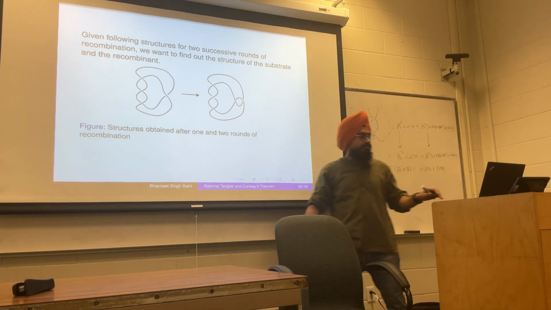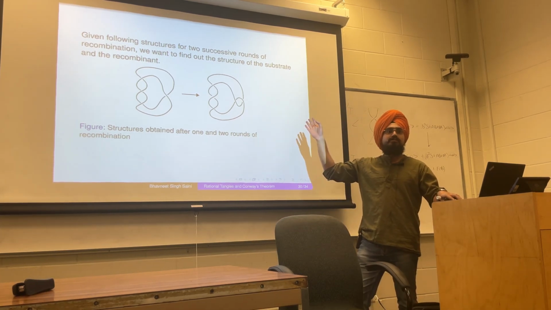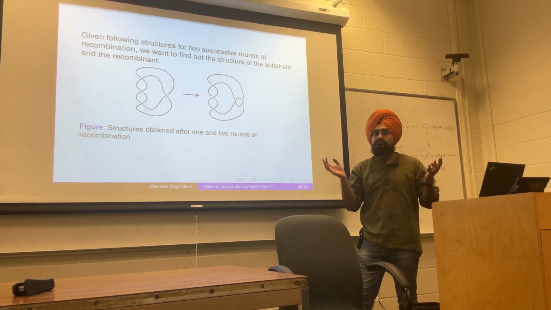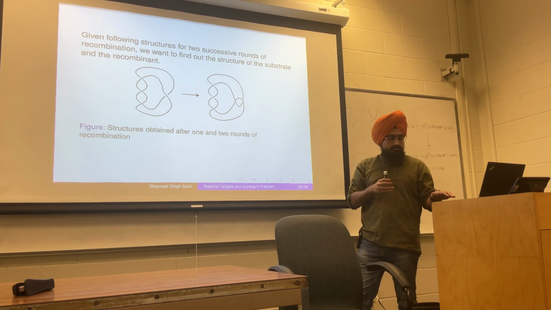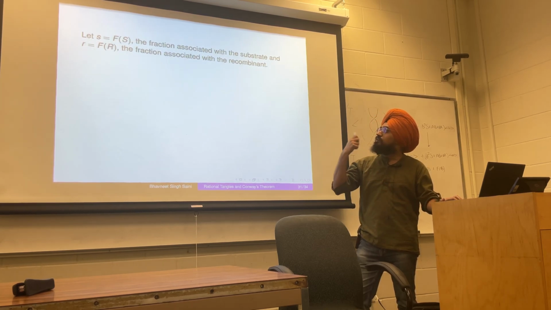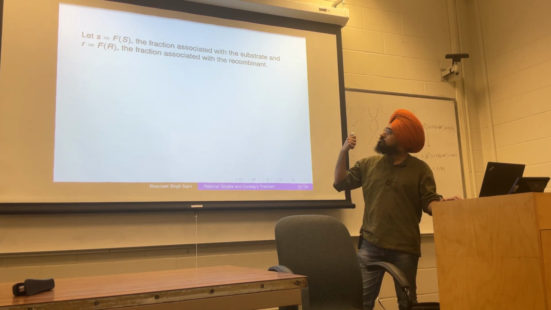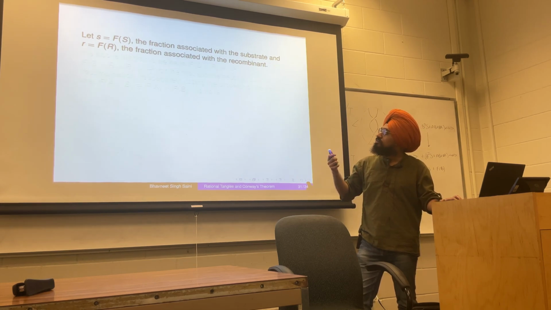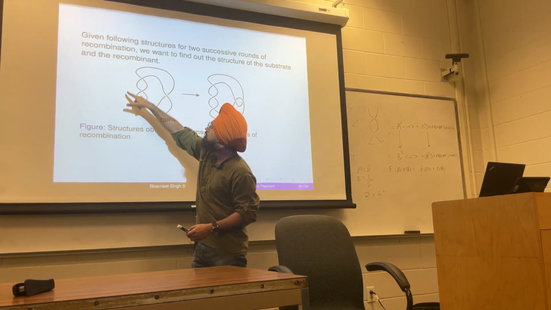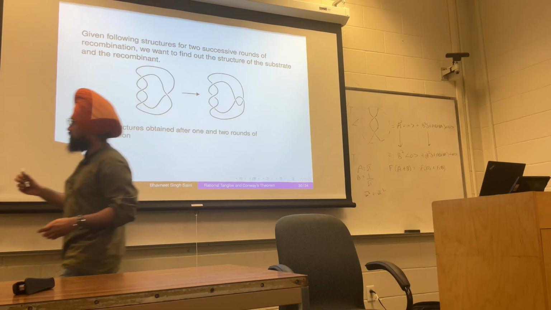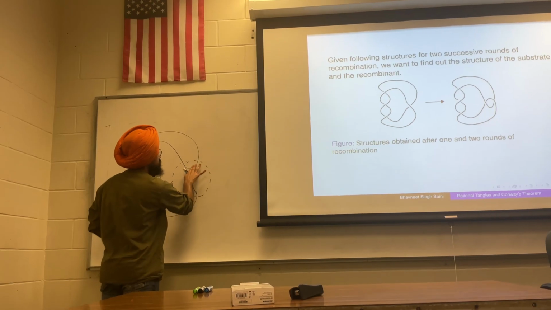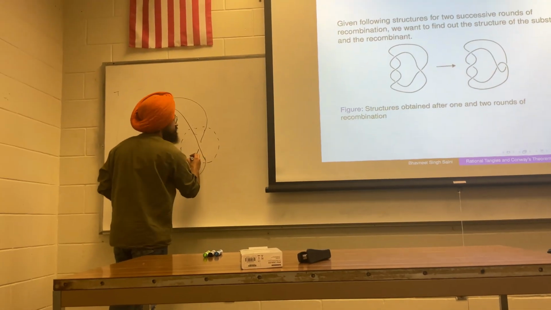Okay, and for us right now it's easy to distinguish between the two, but in an experimental setup there may be many different products with us. So let's say S represents the fraction of the substrate and R represents the fraction of the recombinant, and then from the above diagrams we see that this thing is just this fraction. So the first product is this, right?